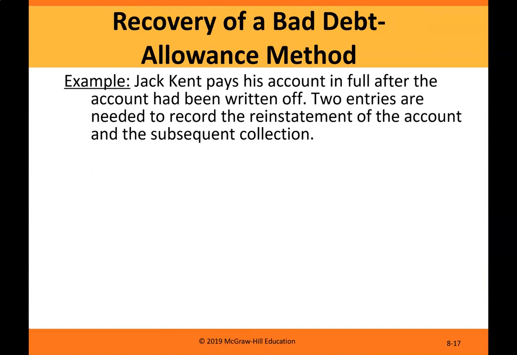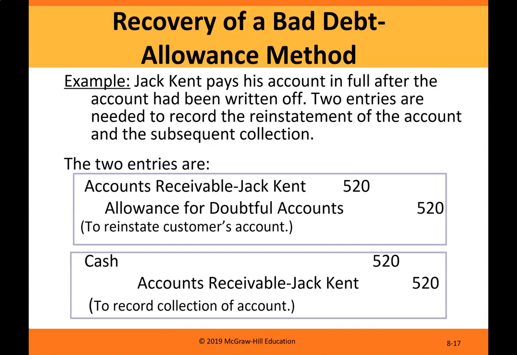Recovery of a bad debt, allowance method. Example: Jack Kent pays his account in full after the account has been written off. Two entries are needed to record the reinstatement of the account and the subsequent collection. Debit accounts receivable Jack Kent $520, credit allowance for doubtful accounts $520, to reinstate the customer's account. Debit cash $520, credit accounts receivable Jack Kent $520, to record collection of the account.